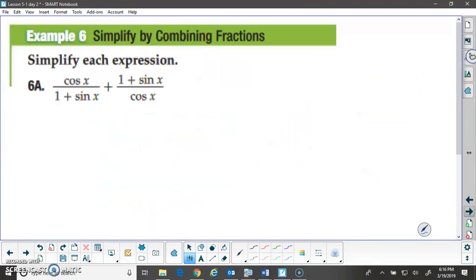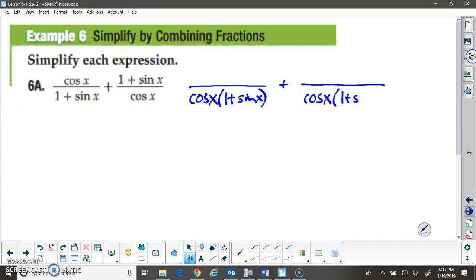Last example, same kind of problem. We've got two fractions. What you want to do is you want to try to put those two fractions together by getting the LCD. The LCD in this problem is going to be cosine of x times 1 plus sine of x. And so to get that LCD, I multiplied the bottom of the first fraction by cosine. We do the same thing to the top of the first fraction. We get cosine squared. And the second fraction is going to become 1 plus sine of x times 1 plus sine of x.